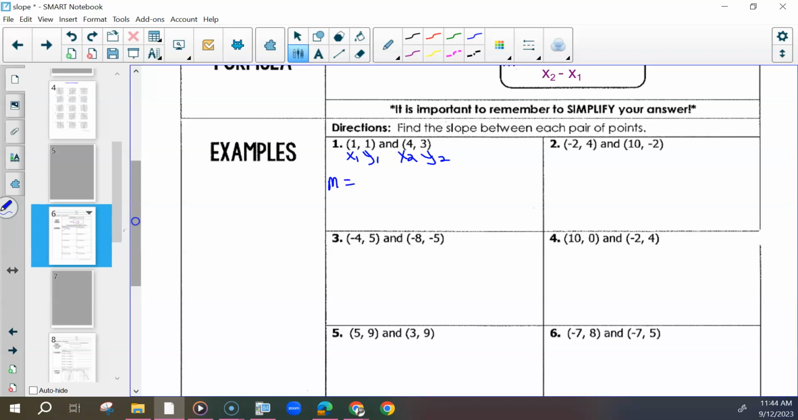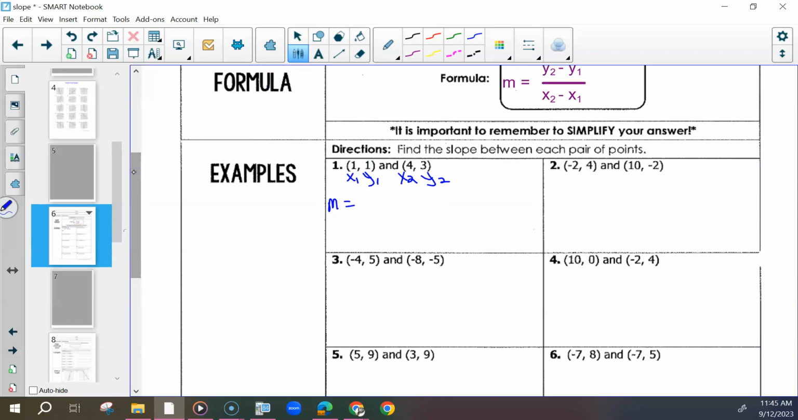m equals y2, so 3. We are always subtracting no matter what. y1, and then x2, which is 4, minus, we're always subtracting, and then x1. So you put that in your formula, and then you can simplify.